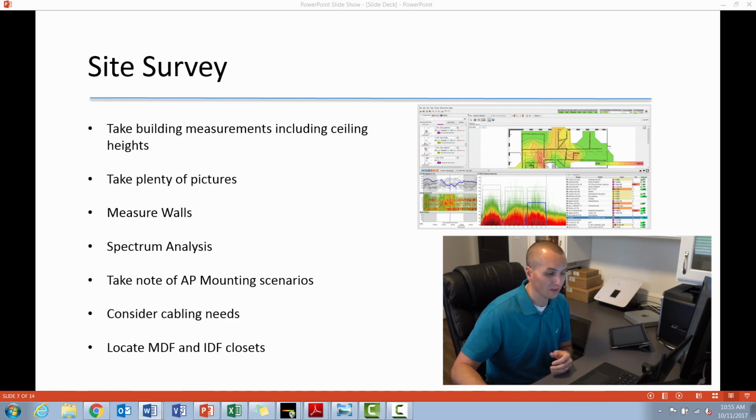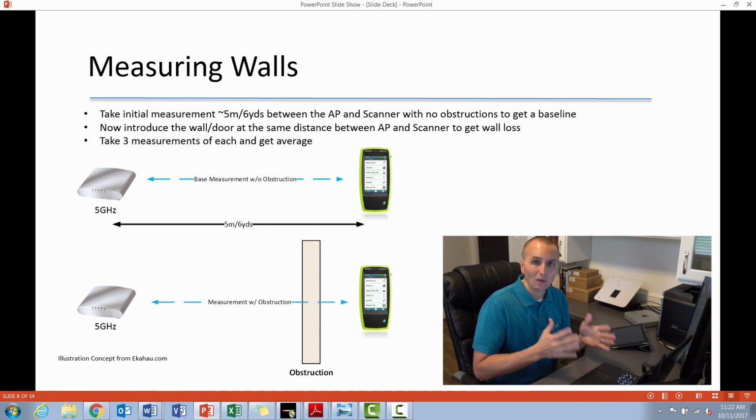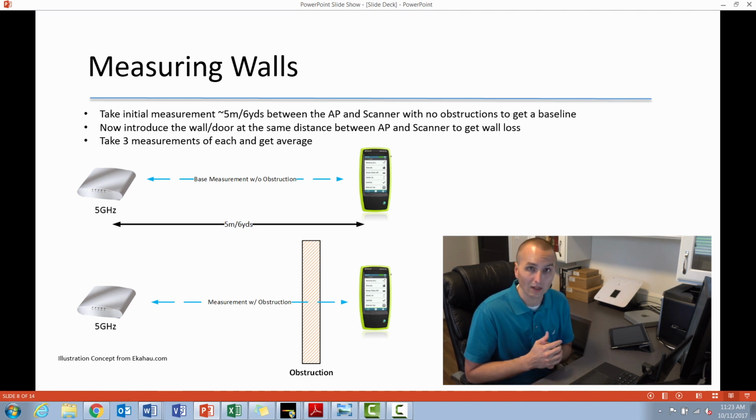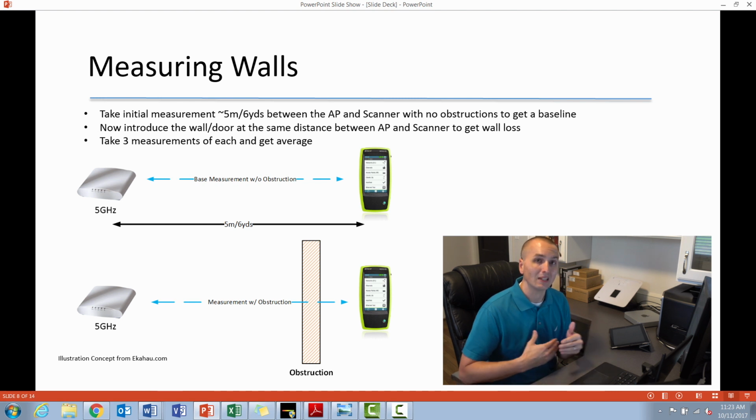So we talked about measuring walls earlier. Let me show you real quick an illustration of the proper way to measure these walls. With any measurement, it's got to start with a baseline first. So ideally, you'd want to have some kind of scanner. It could be your cell phone. It doesn't have to be this AirCheck G2 that's illustrated here, but it could be any scanner, any cell phone, for example, with an AP. And ideally, I typically like to do this with 5 GHz, since we're primarily designing our networks around 5 GHz today. So I like to take my wall measurements using that. But you've got to get a base measurement without any obstructions.